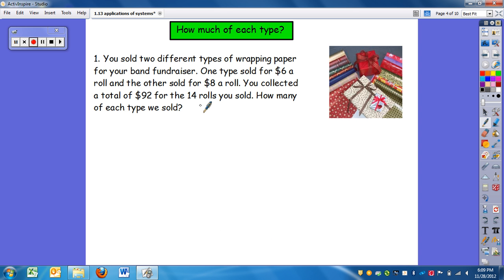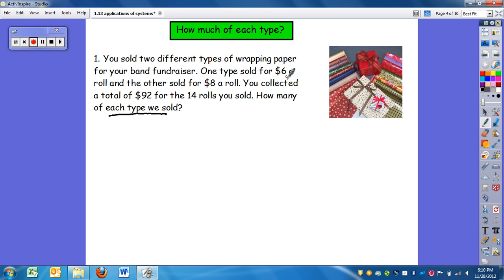The first one is how many of each type. So you sold two different types of wrapping paper for your band fundraiser. One type sold for $6 a roll and the other sold for $8 a roll. You collected a total of $92 for 14 rolls sold. How many of each type were sold? When you're looking at this, you want to look at the last question, and that really gives away what you're trying to solve. You're trying to solve for how many of each type you sold.